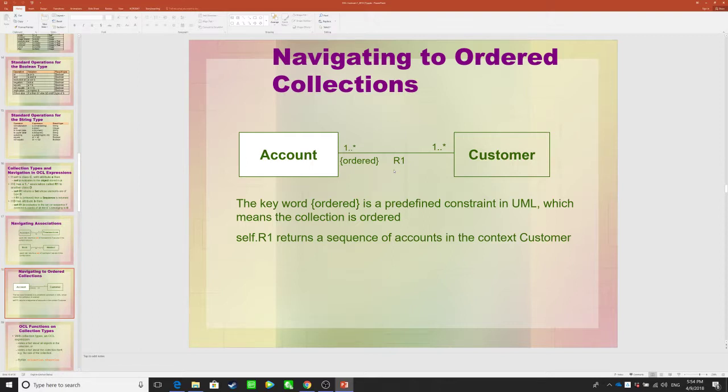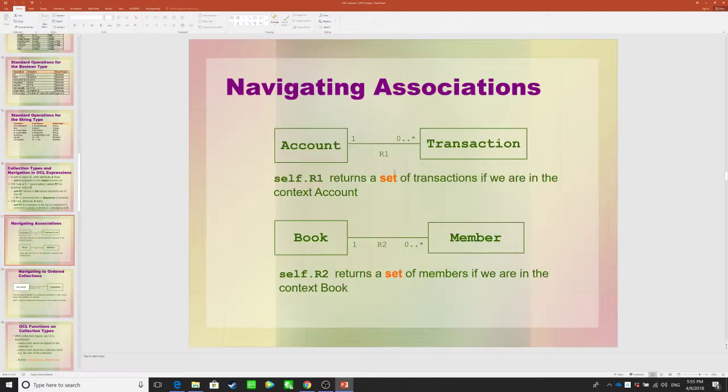No. Okay, so the thing you want to remember is context. Context defines what self refers to. It all depends on what context you're in. If the context is customer, then self means the customer, and self.r1 will refer to a sequence of the accounts. But in the two previous examples, in the context of account, it returns the transactions. So defining the context is important.